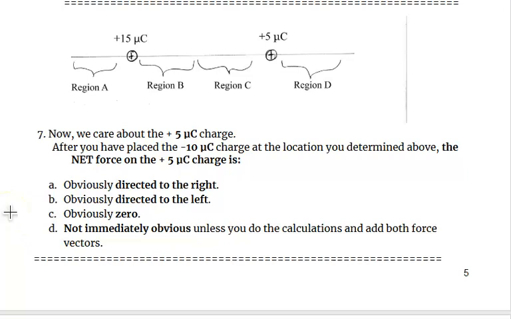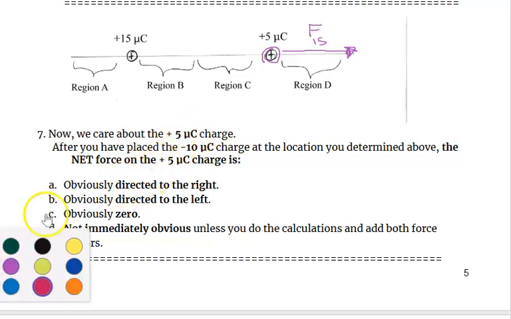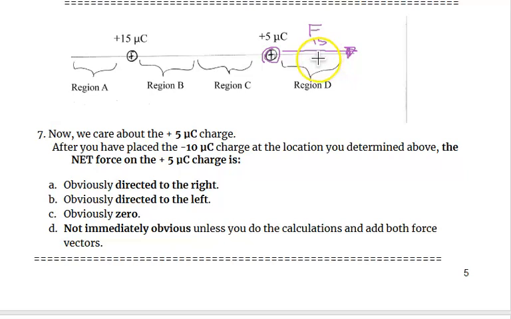Okay, question 7 says, now we care about the 5. All right, so the 15 is still there. We care about the 5. The 5 and the 15 repel each other. So the 5 feels a force from the 15, some number of newtons. Okay, and we put the 10 somewhere in region D. So there's a minus 10 charge here.